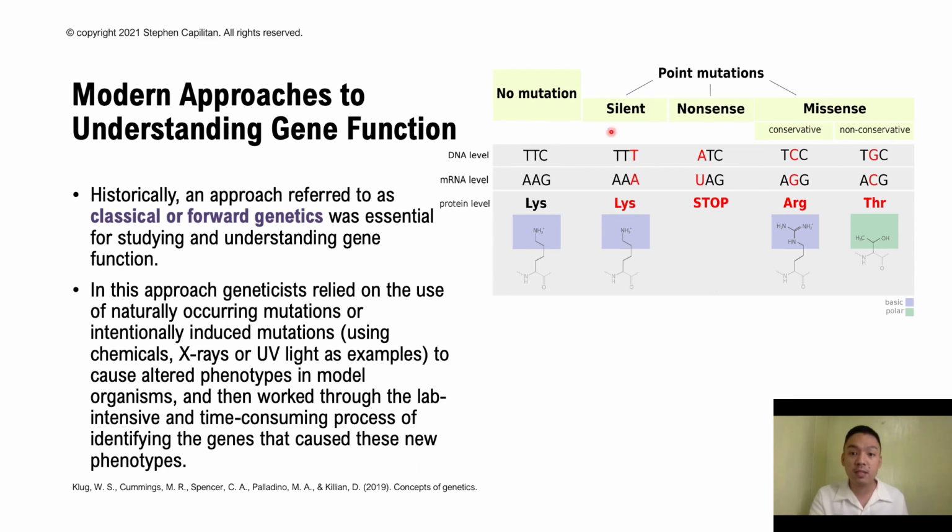So these are your mutations. They could be silent, nonsense, and missense, conservative or non-conservative. We will be looking at the phenotypes at the protein level. Sometimes it could produce a different amino acid, like arginine and threonine, and it could also cause a missense or stop codon.